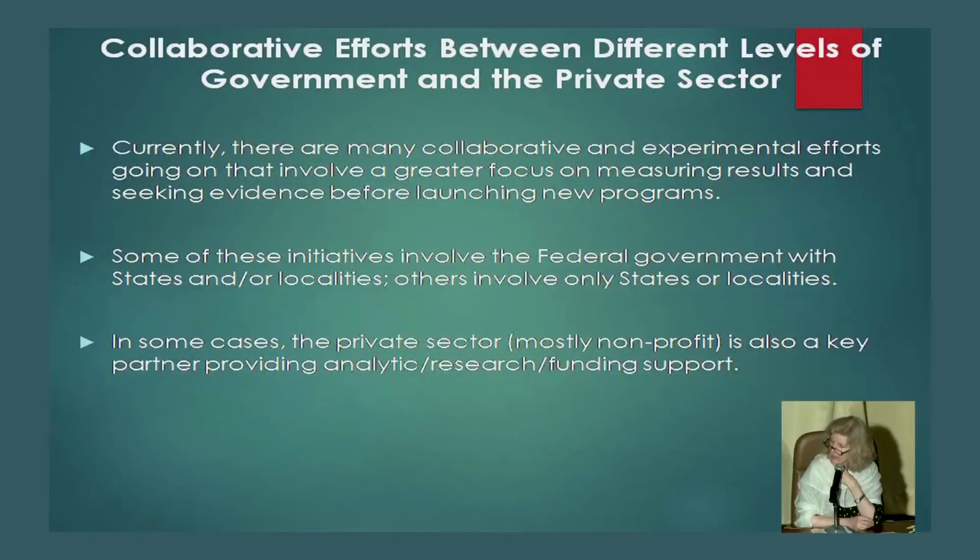Then the last thing I'd like to talk about is collaborative efforts, which are a new thing, I think, that has happened in the last few years. These are collaborative efforts between different levels of our government, be it federal, state, local, and the private sector, to improve how government works. Some of these initiatives involve the federal government, others are between, say, the state and local entities and the private sector.